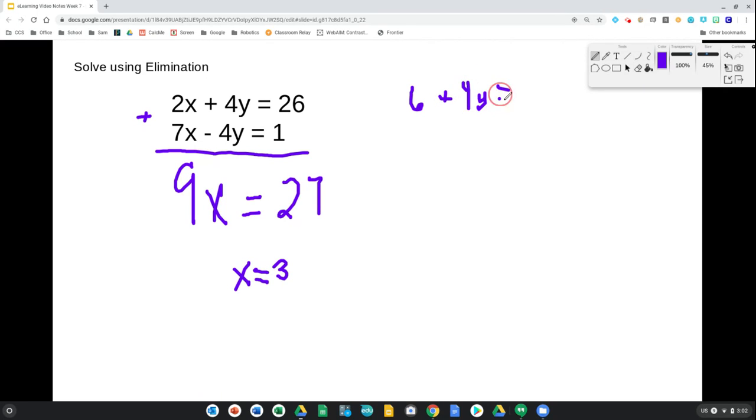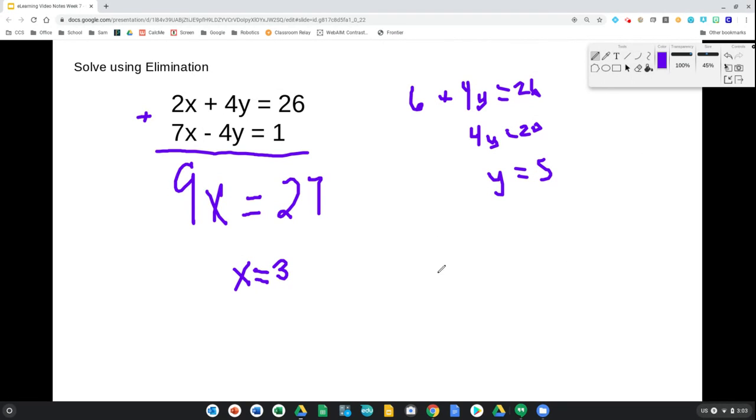Now I have to solve that equation. What do you get when you solve that equation for y? Well, we subtract 6 from both sides. We end up with 4y equals 20. We divide by 4, and we get y equals 5. So the answer to this system of equations is x equals 3 and y equals 5.